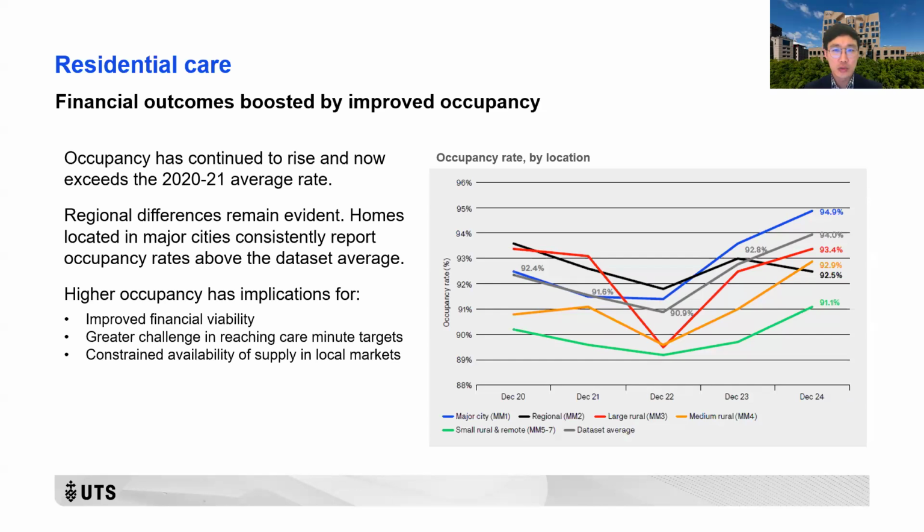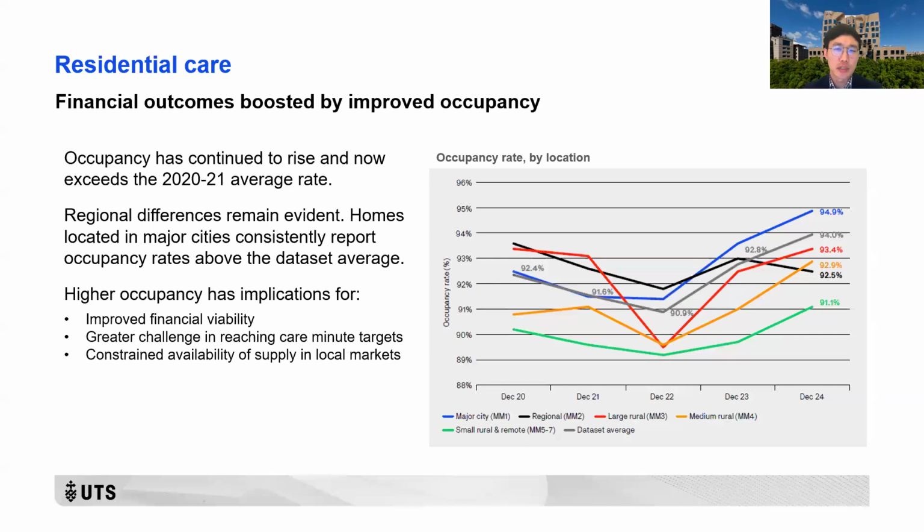It is interesting to note the regional differences in the occupancy rates here. You can see that the homes located in a major city, shown in the blue line in this graph here, consistently reported high occupancy rates above the data set average across all 5 years. In 2024, the average occupancy rate in the major city reported 94%, which is the highest of all the regional groups. Whereas the homes in medium rural towns, small rural towns and remote communities have consistently reported below average occupancy rates. So in this year, the MMM 5 and 7, which is the small rural and remote in green line here, reported 91%, and medium rural in orange line reported 92%.